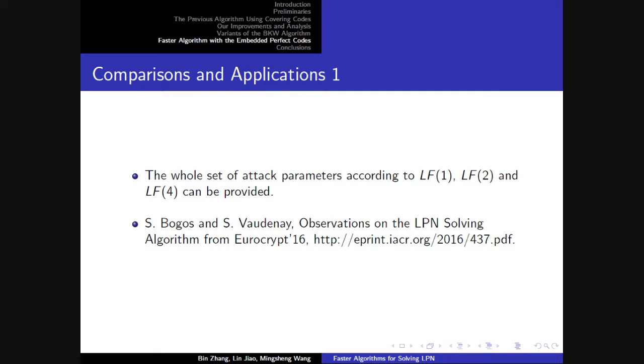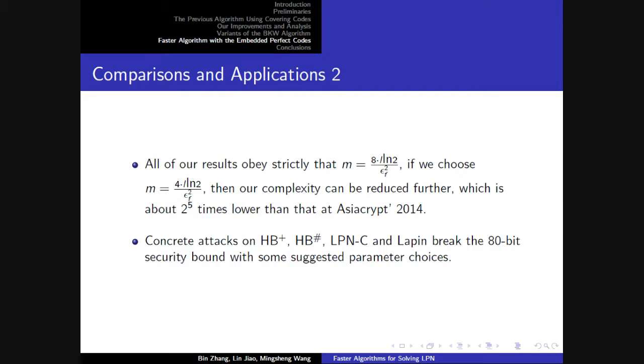Recently, there's a paper on ePrint to question the choice of our attack parameters, and after discussion with the authors, we will write a new report to explain how we choose the attack parameters on this problem. We know that our results strictly follow this bound. If we choose the half bound, then the complexity can reduce further, which is 2 to 5 times lower than before. Concurrent attacks on this LPN cryptosystem break the 80-bit security bound with some suggested parameter choices.